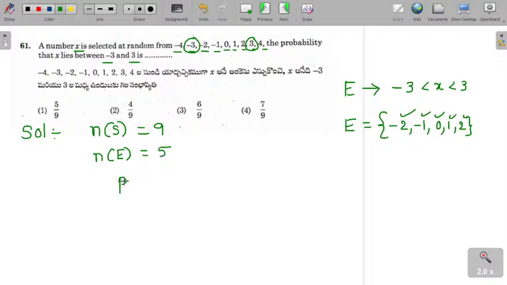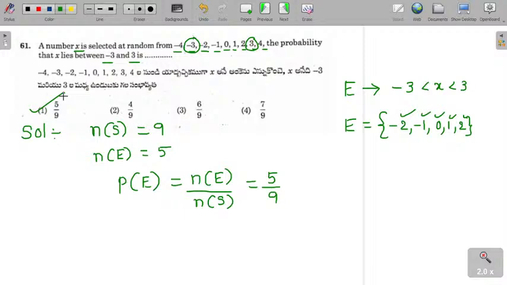So what is the probability? P of E is equal to the number of favorable cases, n of E, by total outcomes of the random experiment, that is nothing but n of S. So 5 upon 9. Always probability must be less than or equal to 1. So 5 by 9 is our answer, the first option. I hope it's very clear to you.